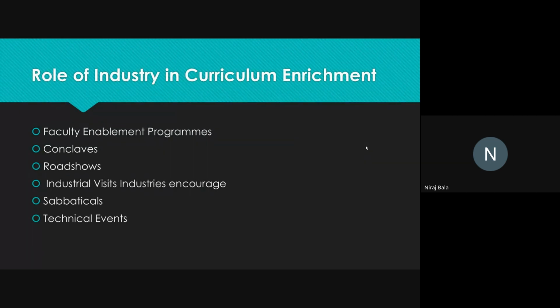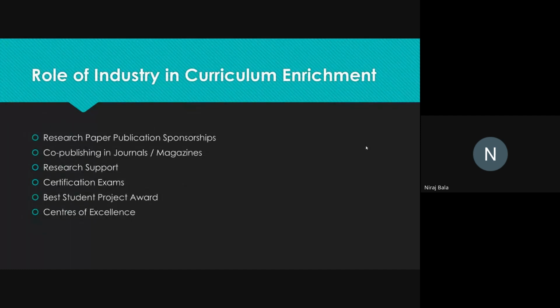And last is this, already a lot of institutes are conducting some technical events. So all these types of conclaves and technical events help in the enrichment of the curriculum. See, already you have some contents, already the students are learning theory and practical from the contents of the curriculum. But to enrich that, the role of the industry is necessary. Otherwise they will be only learning the theory, and that gap which is there between the industry and the academia will not be overcome. So this is how we can do it.